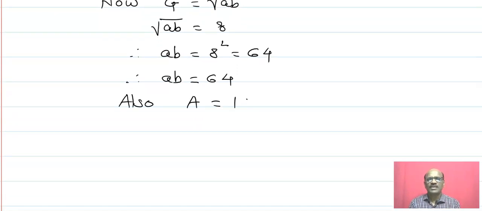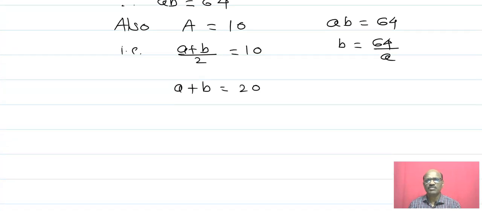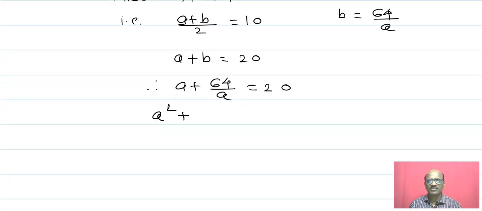Also, A is equal to 10, that is (A plus B) upon 2 is equal to 10. Therefore, A plus B is equal to 20. Now substitute the value of B, which is 64 upon A. Therefore, A plus 64 upon A is equal to 20.